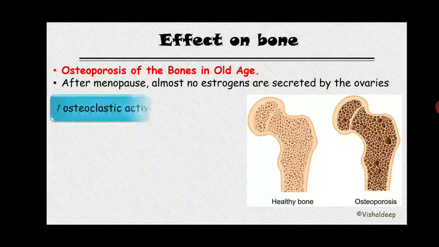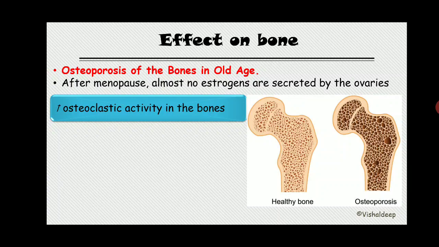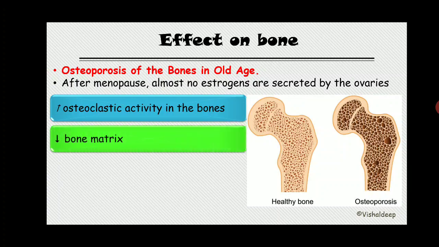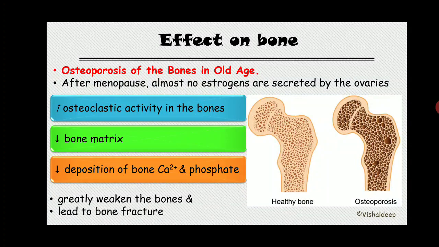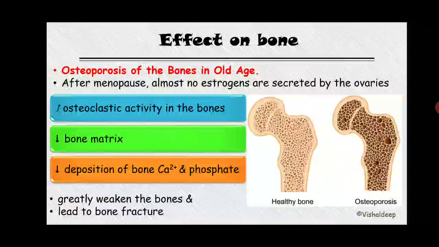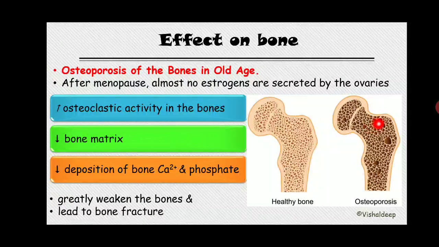So there is increased osteoclastic activity in the bone. Second thing, decreased bone matrix, and finally decreased deposition of the inorganic component of the bone, that is calcium and phosphate. So it basically greatly weakens the bone and leads to bone fracture. So this one is the figure of bone osteoporosis, and ultimately it leads to the fracture of a bone.